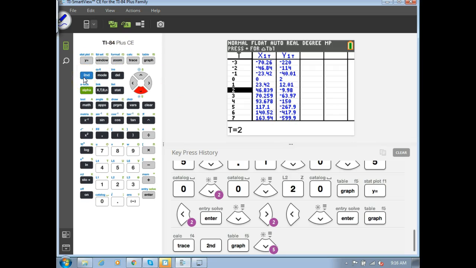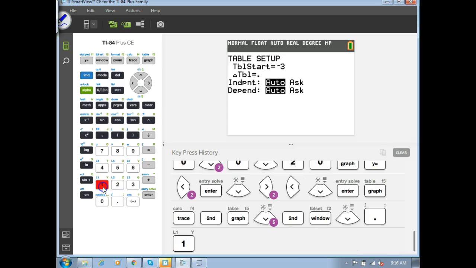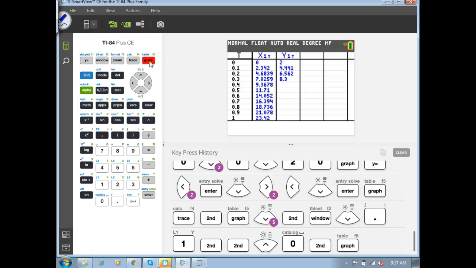Oh, what's going on here? I didn't fix my table. Do you guys remember how we were supposed to count by non-integers? I would go to table setup, and I would change my table to count by something small, like 0.1. And I'm not going to start at -3. That would just be goofy. Let's start at 0. Now when I go to my table, I'm going to watch the vertical position and see when it hits the ground, and I can see it a little more closely.